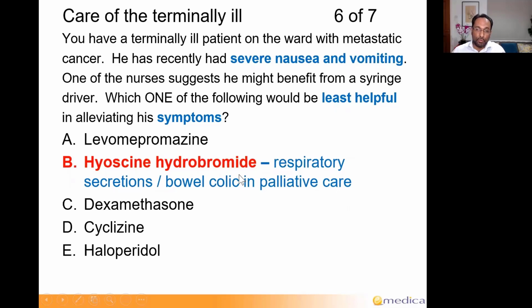This is used for respiratory secretions and bowel colic in palliative care. Okay. Whereas all of the others, depending on the patient, they can be very useful as part of managing palliative nausea and vomiting.